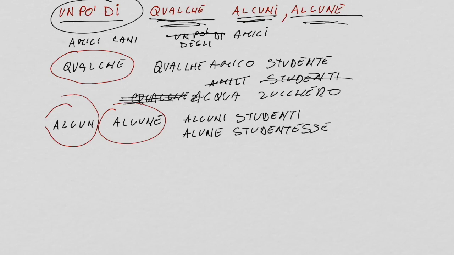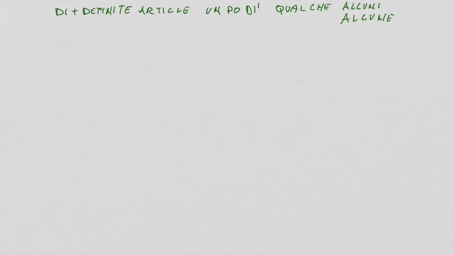Both alcuni and alcune, like qualche, can only indicate an unspecified number and can never be used with uncountable nouns such as acqua, zucchero, and so on. Now let's review the entire topic using three samples. I want some sugar. How can you express the same thing in Italian? Let's start first of all with a verb. I want, voglio. Now, the partitive meaning of some sugar.